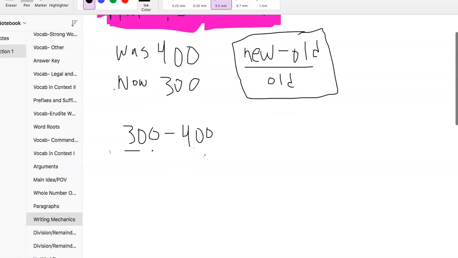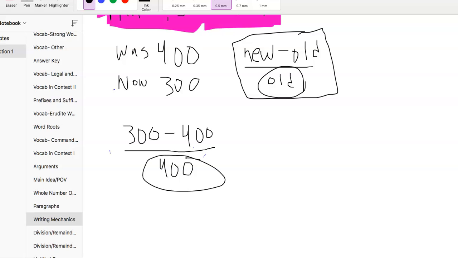All over old, right? What was the old price? 400, right? Getting the old price right is really the key, because if you put it over the new price, you're going to come up with a very different answer. If you have 300 down here rather than 400, you're going to get the wrong answer, unfortunately. So make sure that it's new minus old divided by old, not divided by new. That's a big deal.